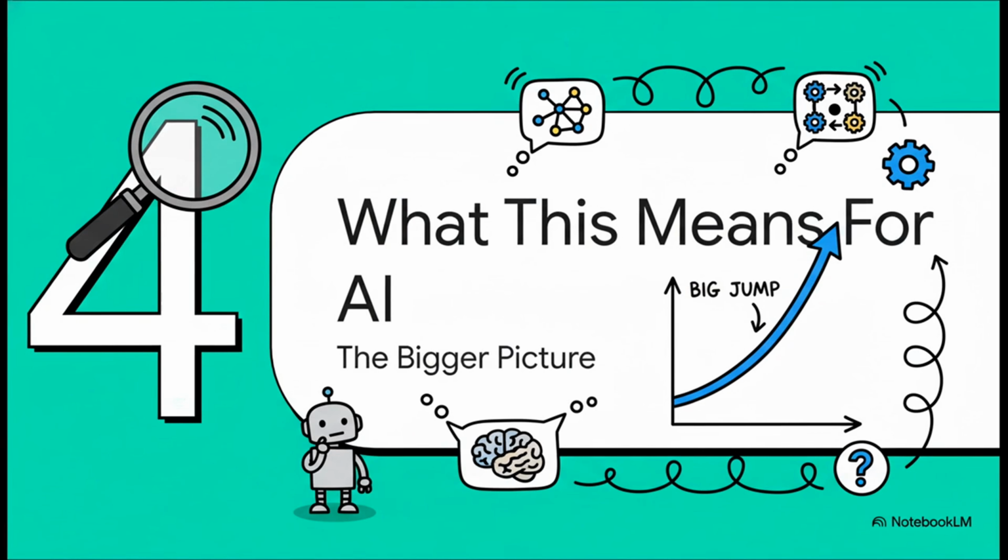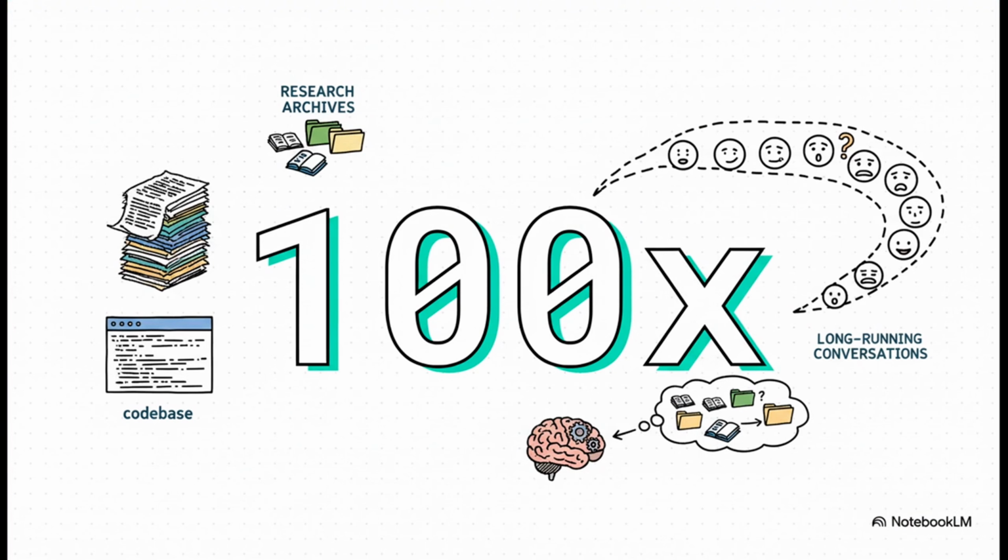So let's zoom out for a second. What does all of this really mean for the future of AI? Because this is way more than just a small incremental improvement. On a purely practical level, it means AIs can now handle inputs up to 2 orders of magnitude, that's 100 times larger than what their built-in context windows can handle. We are talking about processing entire code bases, massive research archives, or having conversations that last for days and days without forgetting a single thing.